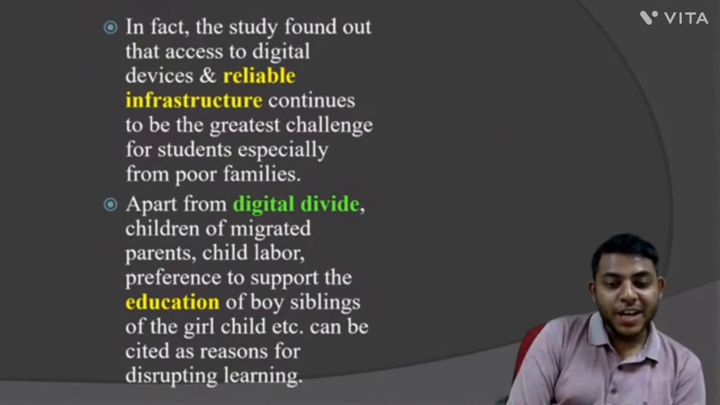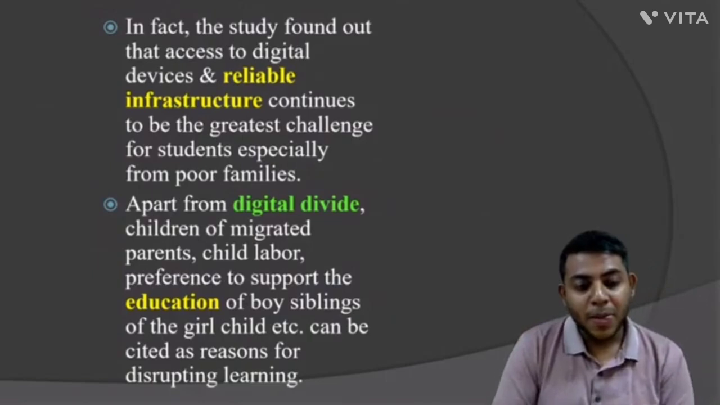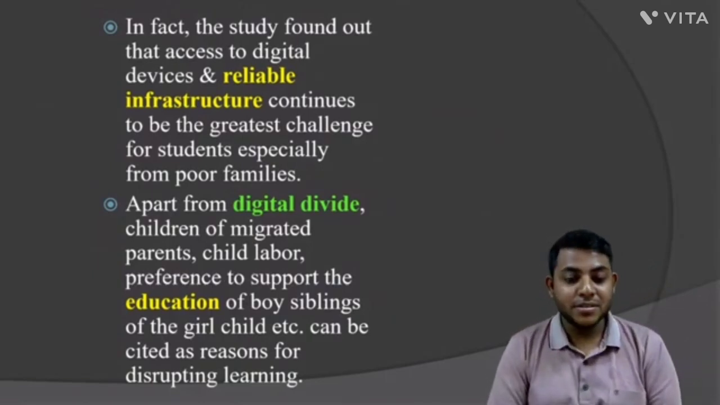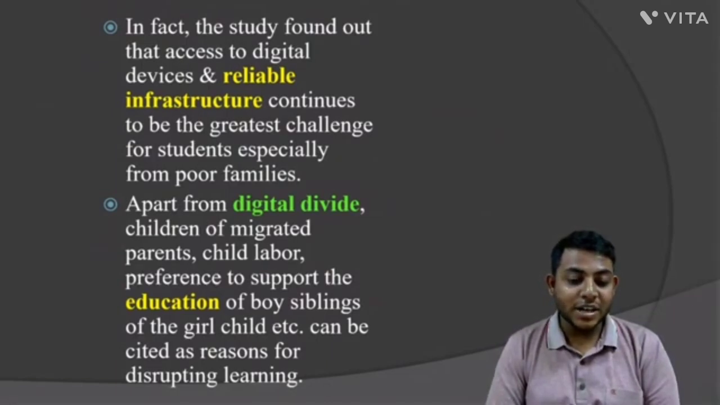Apart from the digital divide, which I have just discussed, children of migrant parents, child labor, and preference to support the education of boy siblings over the girl child, etc., can be cited as reasons for disrupting learning.